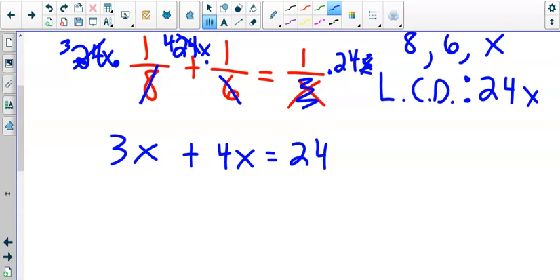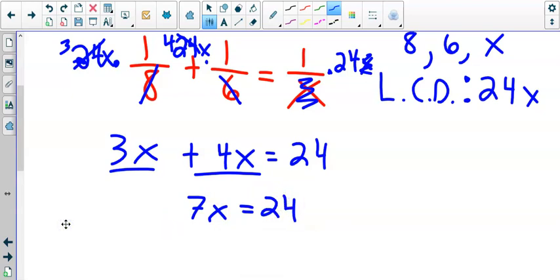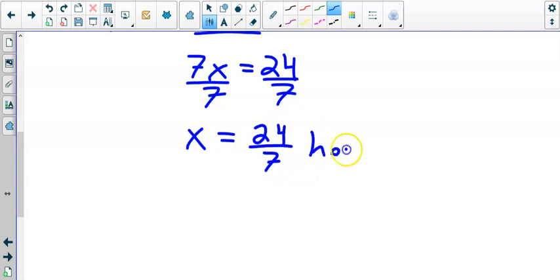What do we do now? Combine like terms. So 3X and 4X equal to 24. And now what? Divide by 7. Good. So X is equal to 24 over 7. Hours.